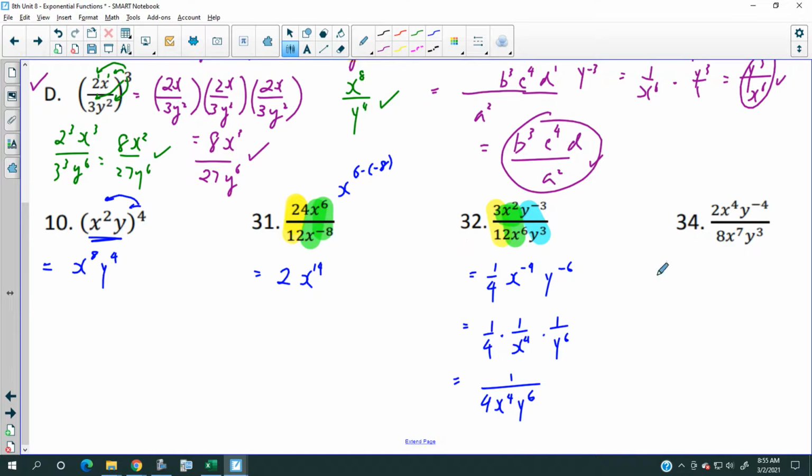So again, 2 over 8 is 1/4. Nothing changes there. What about the x? 4 minus 7 is negative 3. What about the y? Negative 4 minus 3 is negative 7. So that's 1/4 times x to the negative 3rd power, which is 1 over x to the 3rd, and then 1 over y to the 7th. Very similar to the last one. 1 up top, 4x to the 3rd, y to the 7th. There you go. And there you have it.